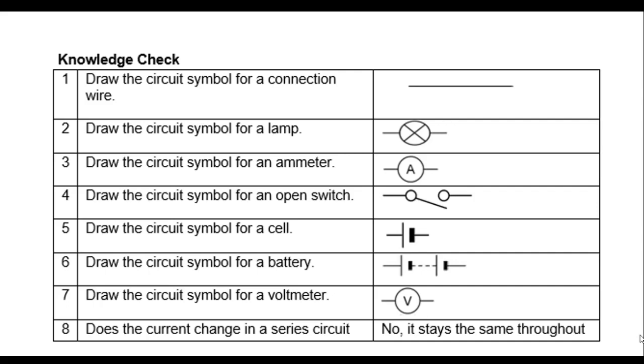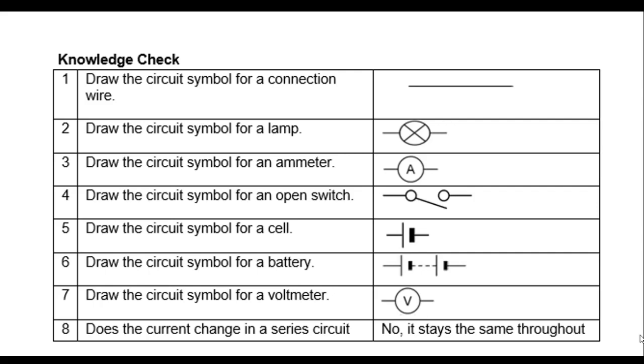open switch. For number 5, the circuit symbol for a cell is again very similar, so it's a gap in a connecting wire, and you have a long, thin line and a thicker, shorter line on the end of each part of the gap.